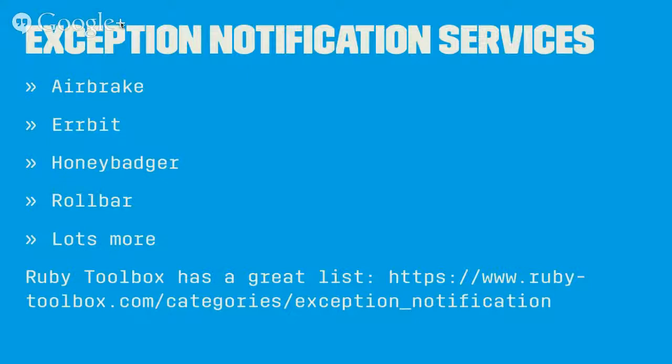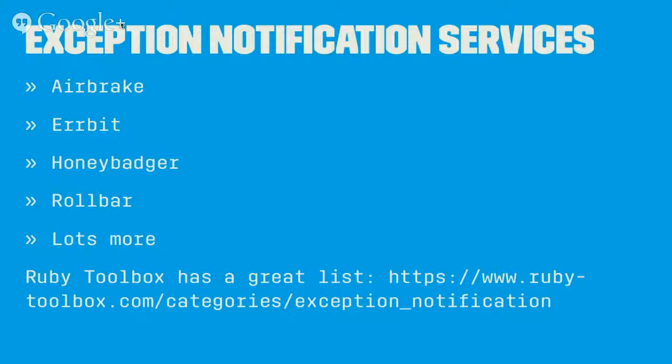Airbrake, a very famous exception notification service. Errbit, which is an open source clone of Airbrake that uses the same API. So you actually use the Airbrake gem in your code, and you just point it at an Errbit server that you've deployed somewhere, maybe on a free Heroku instance, to handle those things.